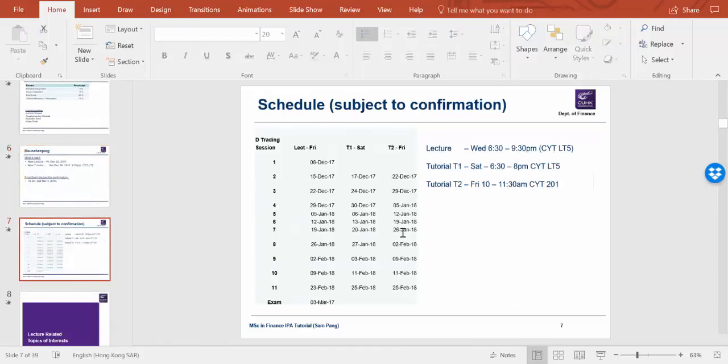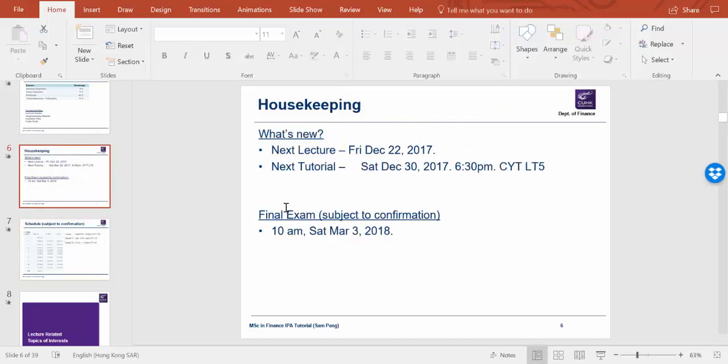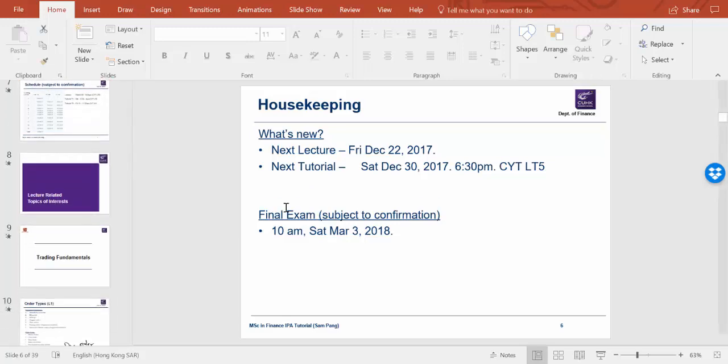Okay, so this is the calendar. There will be a tutorial on the 24th, as I said. Actually, you don't have to worry about this page. The next time we meet here will be the Saturday after Christmas. I will send around an invitation to all of you anyway. Everyone is okay on that? Okay, so we can have everyone together, which I think is better.